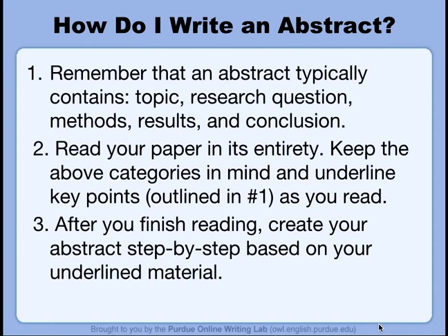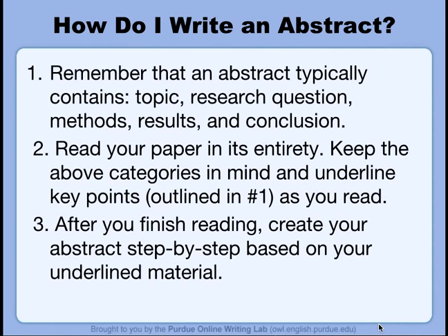So how do I write an abstract? Well, remember that an abstract typically contains the topic, a research question, methods, results, and conclusions. Our methods are going to be, for the first time, a little more general. Usually, if you're doing scientific research, you get into very detailed, very specific things. You usually hone in on one parameter or variable, and you explain in great detail how you describe those things. For the first time, we're just going to get a feel for the format.